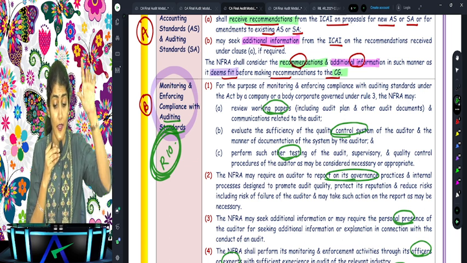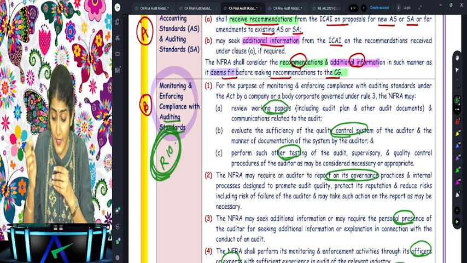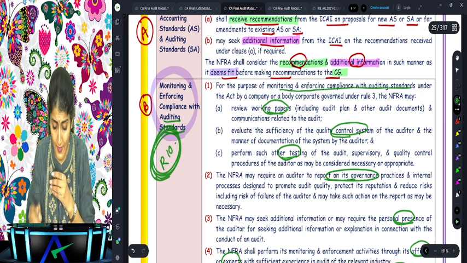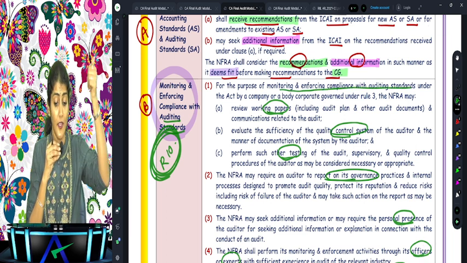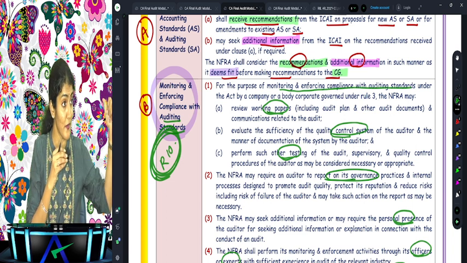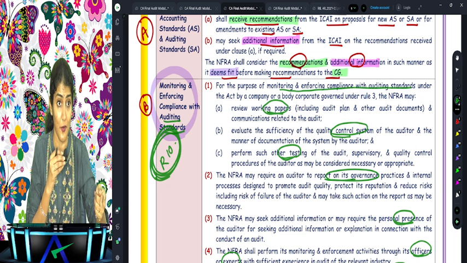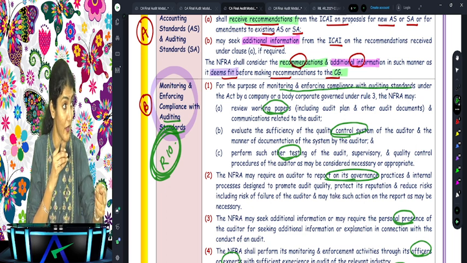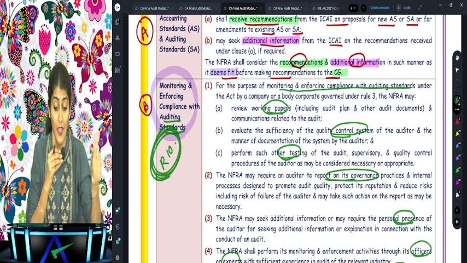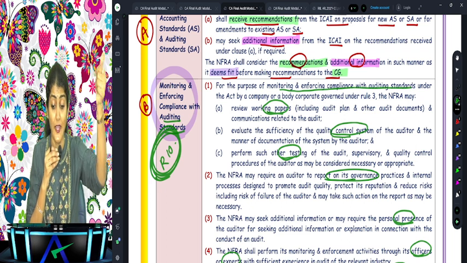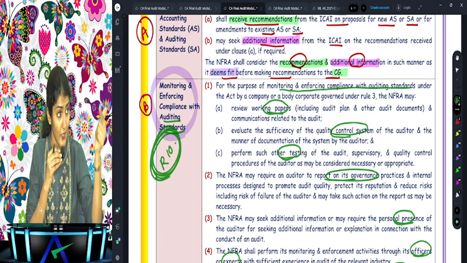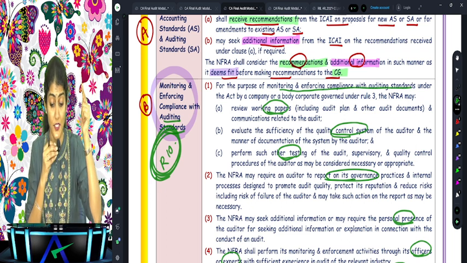Right. So what does it say? One, for the purpose of monitoring and enforcing compliance with the auditing standard, what does it say? Review the working paper. That report which we saw right now, the NFRA report for the chartered accountant, did they look into the audit documentation? Did they check into the quality control system and all? Yes. So review the working paper, then check the sufficiency of the quality control system, then perform such other testing.